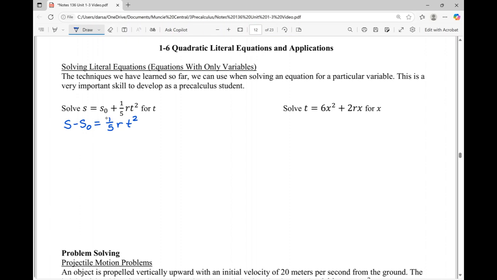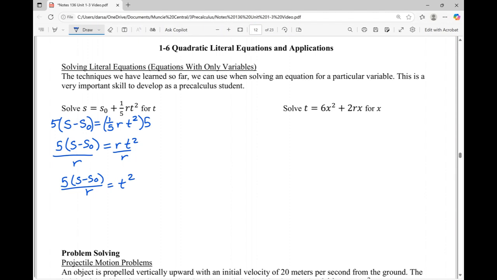All right, now how do I get rid of a 1/5? Well, dividing by 1/5 is like multiplying by its reciprocal. What's the reciprocal of 1/5? 5/1 or 5. So we're going to multiply both sides of this equation by 5. And what will happen when we do that is the 5 and the 1/5 will reduce down to 1. So that's rt squared. We'll divide both sides by r to get the t squared by itself. And so that'll give us 5 times (s minus s naught) over r is equal to t squared.